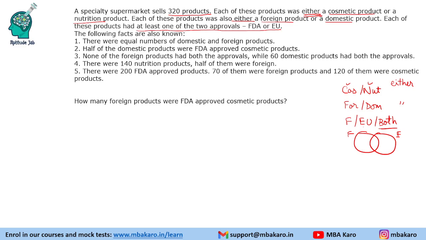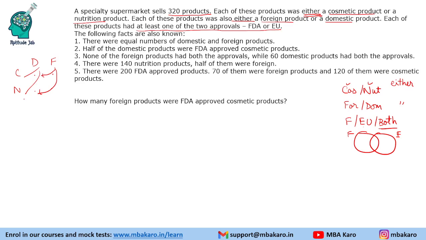Now, in this problem, the conditions were not difficult. It was about visualizing the problem, that how to make the Venn diagram in this problem. Now we have figured out that we will have to make a Venn diagram of FDA and EU. Now we will bifurcate these products into four categories, like cosmetic and nutrition could be domestic or foreign. So we will make four categories. One is domestic cosmetics, domestic nutrition, foreign cosmetics and foreign nutrition.